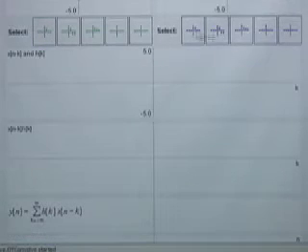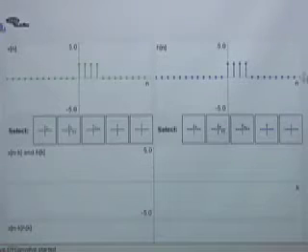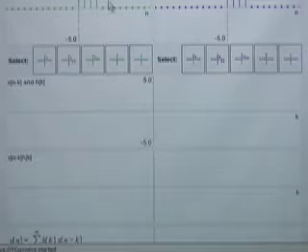If I have a box and a box, so the impulse response is this box, the input signal is this box. Box and box usually gives you either a trapezoid or a triangle after you convolve. If the length of the two boxes is the same, namely in here you have four samples, you're going to get a triangle. If one of them is longer, you're going to get a trapezoid.